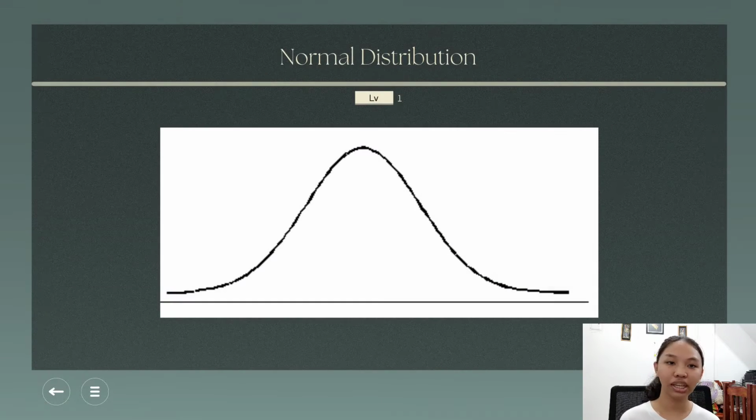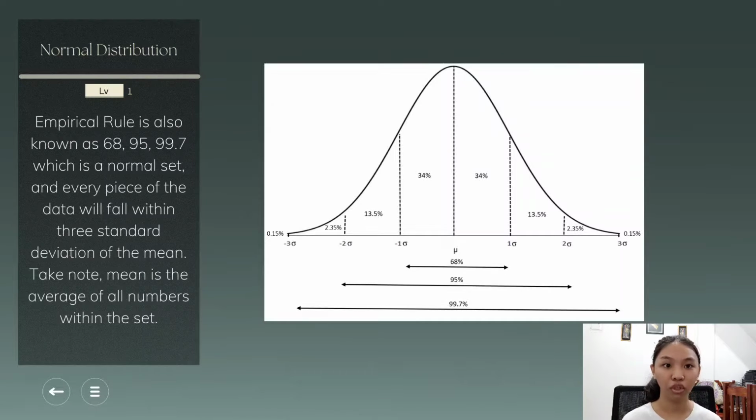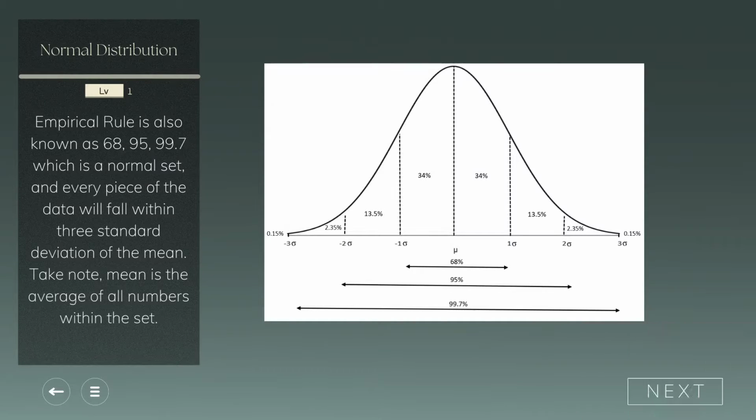But before we move on to the examples, there is one thing that is important to discuss, which is the empirical rule. In this video, we are going to use the empirical rule on the examples. But first, let's define what the empirical rule is. The empirical rule is also known as the 68, 95, 99.7 rule, which applies to a normal set, and every piece of data will fall within 3 standard deviations of the mean. Take note, the mean is the average of all numbers within the set. Now that we have defined all of the terms, let's go to our examples.